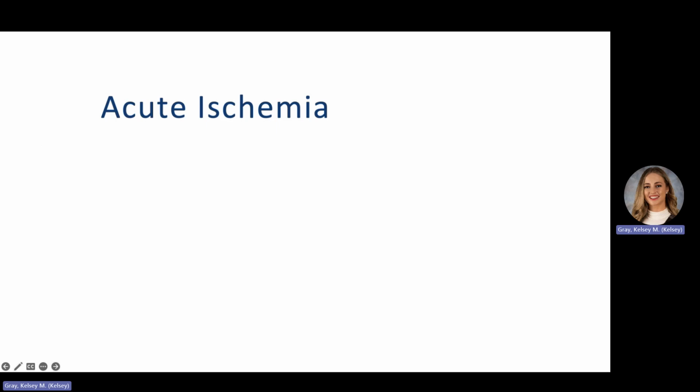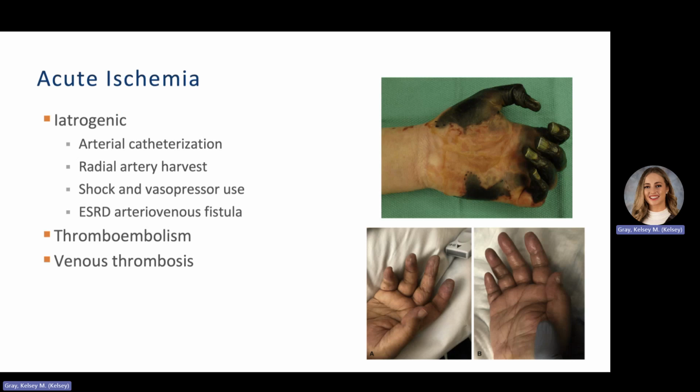Moving on to acute ischemia. Acute ischemia can be iatrogenic via arterial catheterization. Although isolated radial artery puncture, such as for a blood gas, is unlikely to cause ischemia of the hand, indwelling catheters have been known to cause permanent ischemic changes in up to 0.1% of patients. Radial artery harvest, rarely if inadequate collateral flow, which is preventable with preoperative Allen's tests.